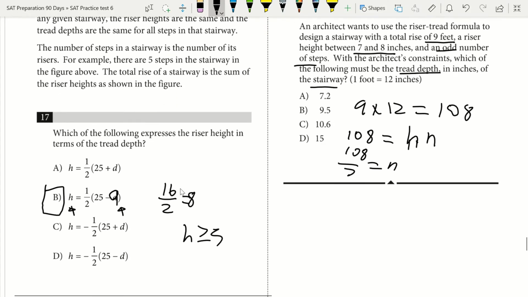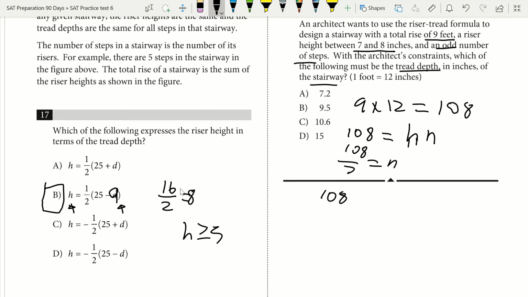Okay, and then we're just going to put those in our calculator to see what they give us. Now keep in mind n has to be an odd number because we want an odd number of steps. So let's put those in our calculator. We got 108 over 8. That's going to give us 13.5. Keep in mind we have to have a whole number. And then we're going to have 108 over 7. And that's going to give us 15.4.